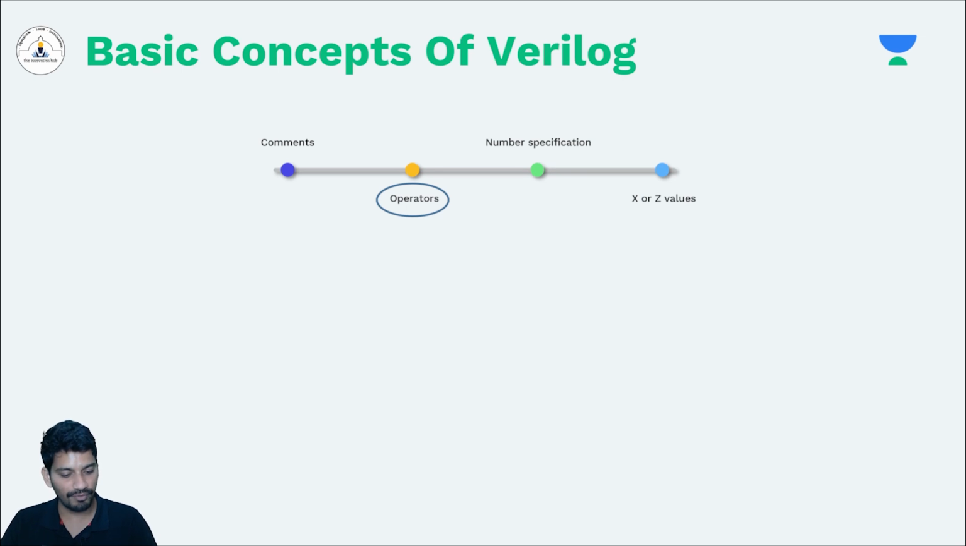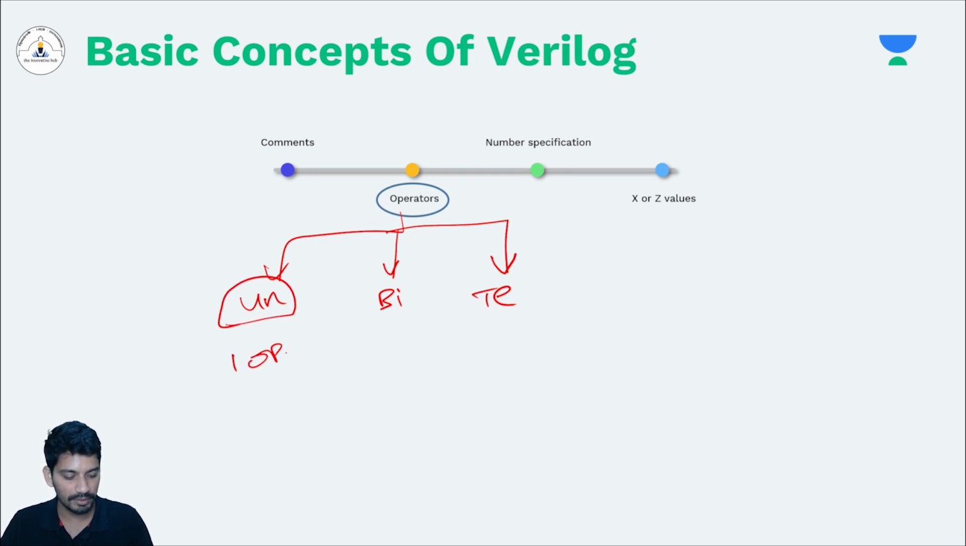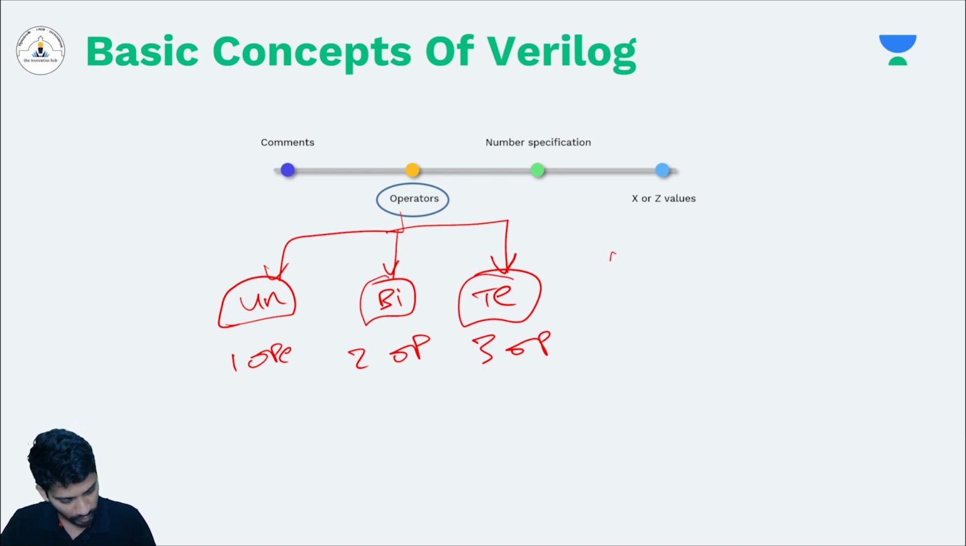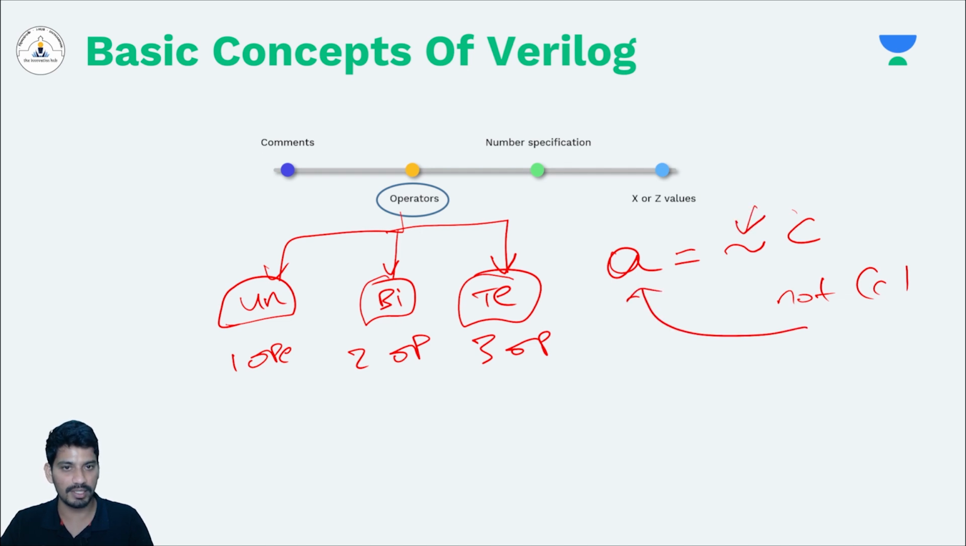Next, we'll see what are the different operators that are available in Verilog. There are three kinds of operators. One is unary, the second one is binary, and the third one is ternary. A unary operator has only one operand, whereas binary will have two operands, and ternary will have three operands. Let's see examples. The example of a unary operator is A is equal to negation of C. I want not of C in A. So I can use a unary operator like this.